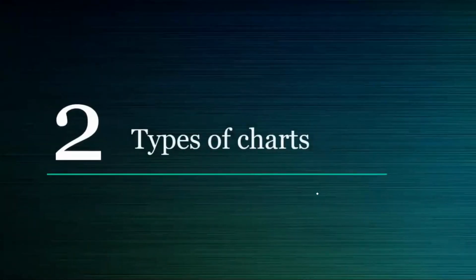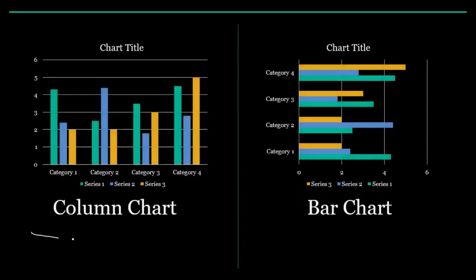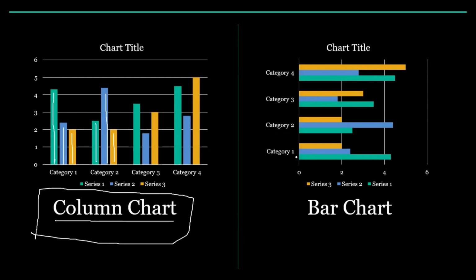Now, second, we are going to talk about the different types of charts we have in Excel. The first type of chart is the column chart. It is in the vertical direction, in the y direction. That's why it is a column chart. We have columns over here, so it is known as a column chart. The second chart we have is a bar chart. It is horizontal in position. We have all the things in a horizontal position, so it is a bar chart.